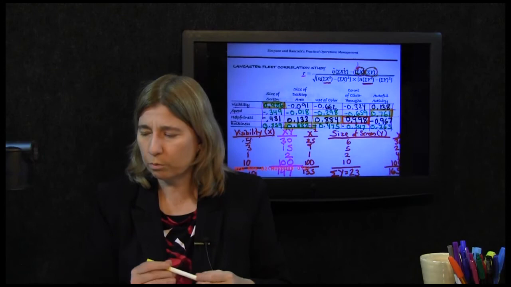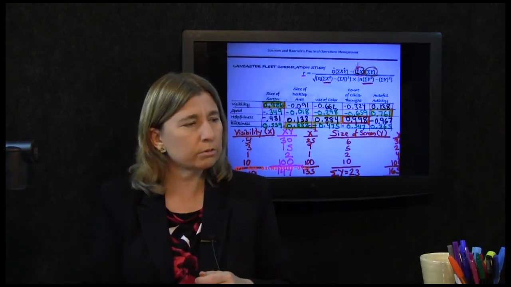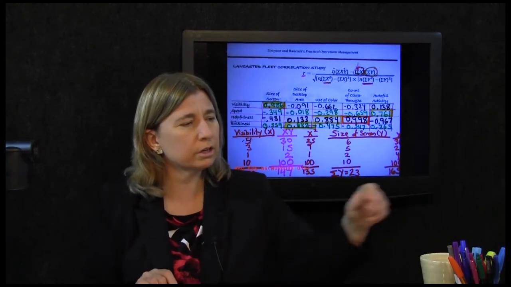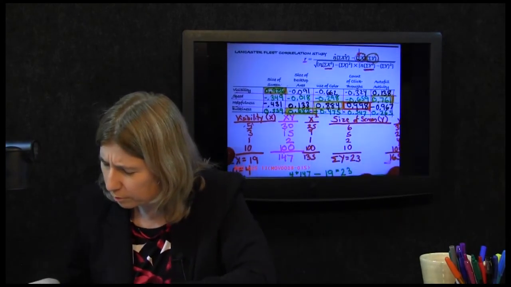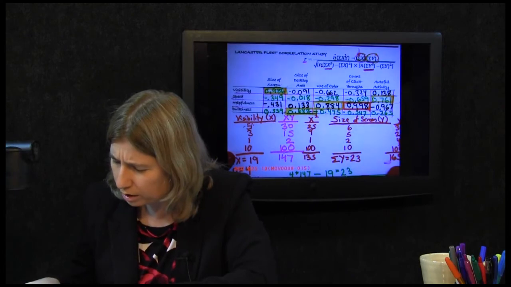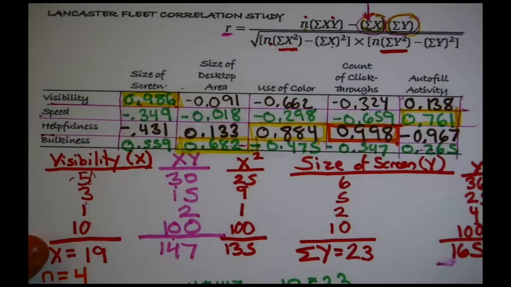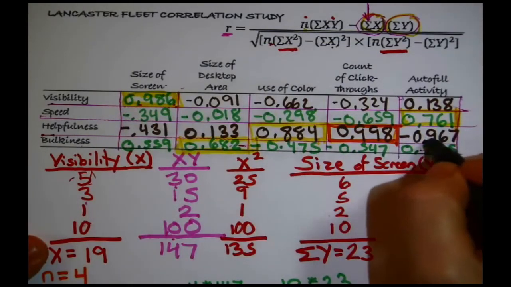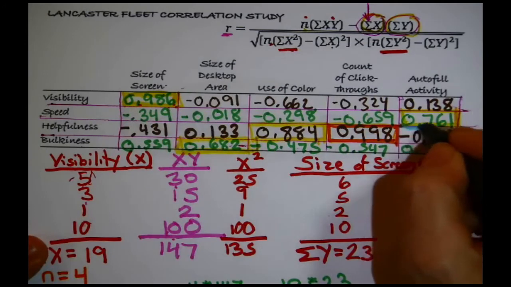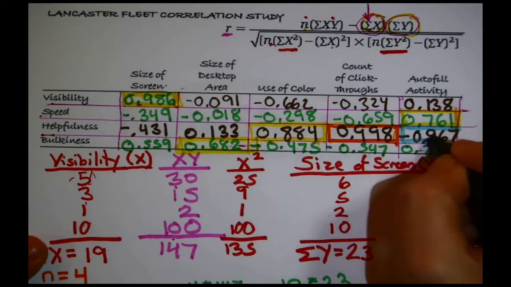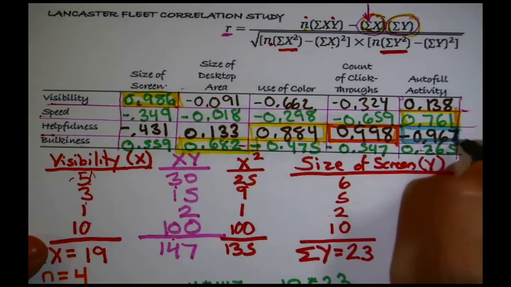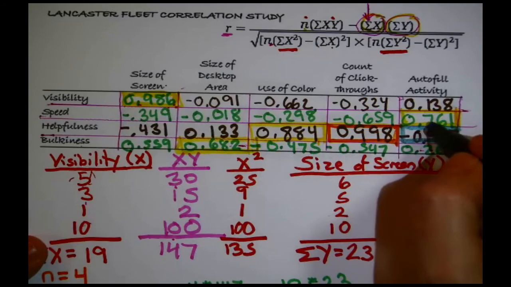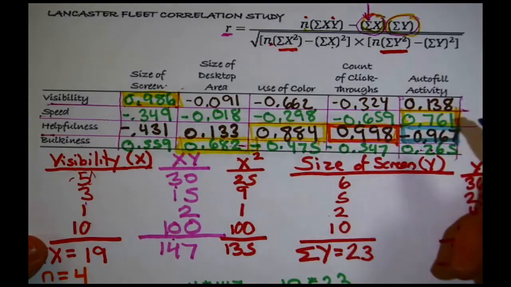So we would want to go through, why don't I pick a contrasting ink color? We would want to go back through this matrix and see if we can spot strong negative correlations. Negative 0.967, it doesn't get much stronger than that. Helpfulness and autofill activity. When there was a lot of autofill activity, the score was high. The score for helpfulness was low. That's interesting.